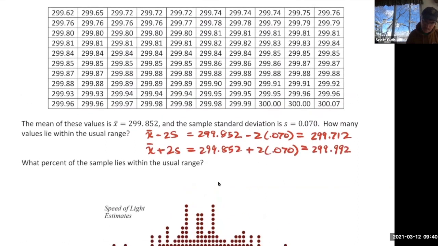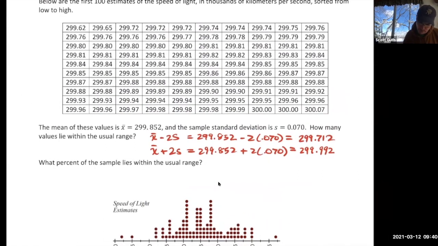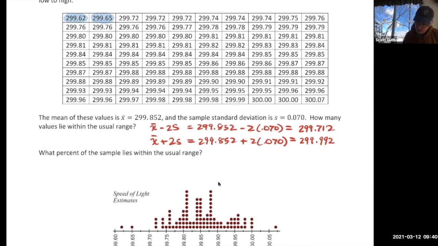Now, it asks how many of the values in the data set lie within the usual range. So what I'm going to do, and these are sorted from low to high to make it a little easier, I'm just going to highlight the ones that aren't in the usual range. So the lower limit is 299.712. So this first one is out. This one's out. 299.72 goes above the lower limit. So that's good. Now the upper limit is 299.992.